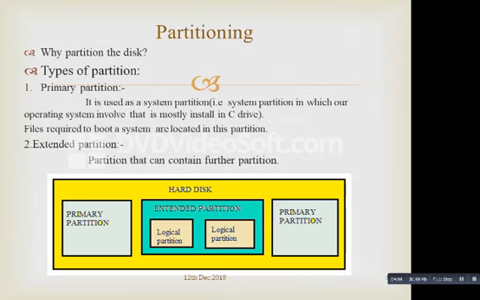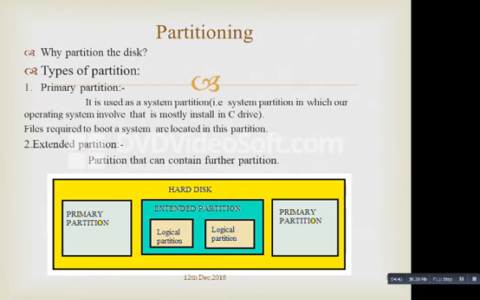The types of partitions are: number one is primary partition, and the second one is extended partition. Primary partition is the partition which is used as the system partition, in which our operating system is installed, and which is mostly the C drive. All the other files that help to boot a system belong to this partition. And the second one is extended partition, which can be further categorized.